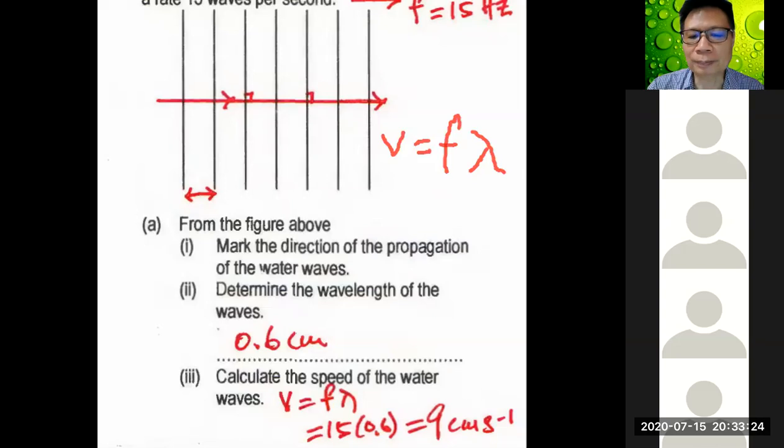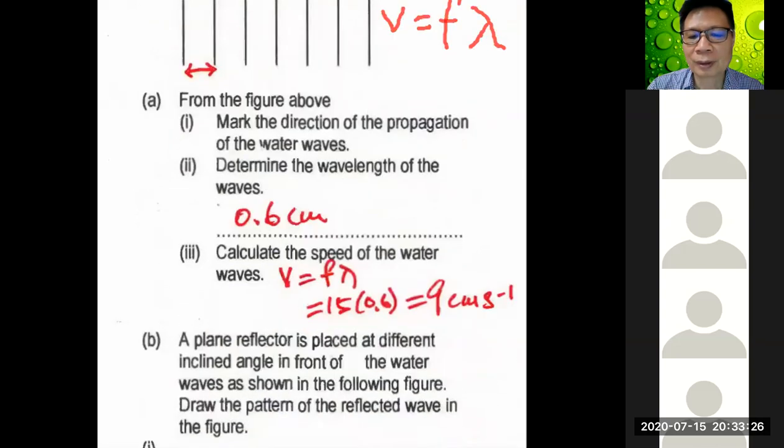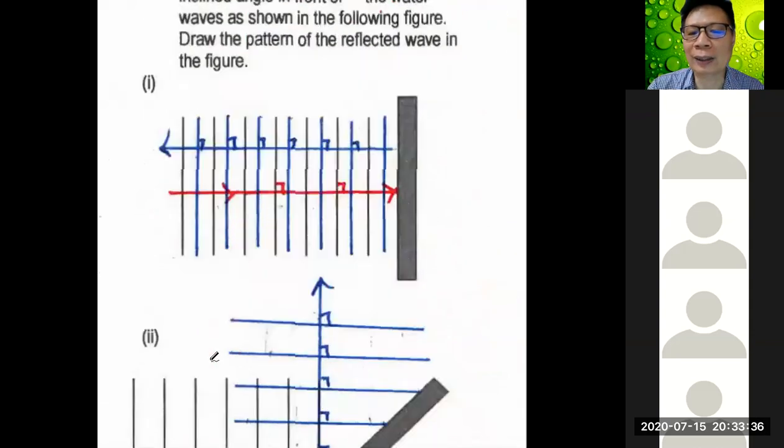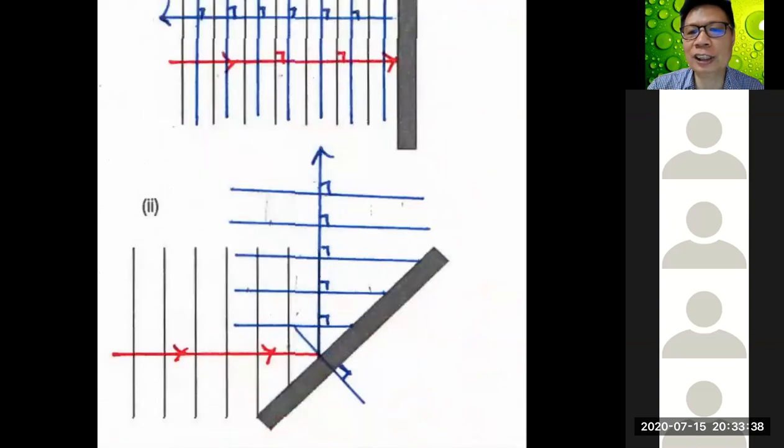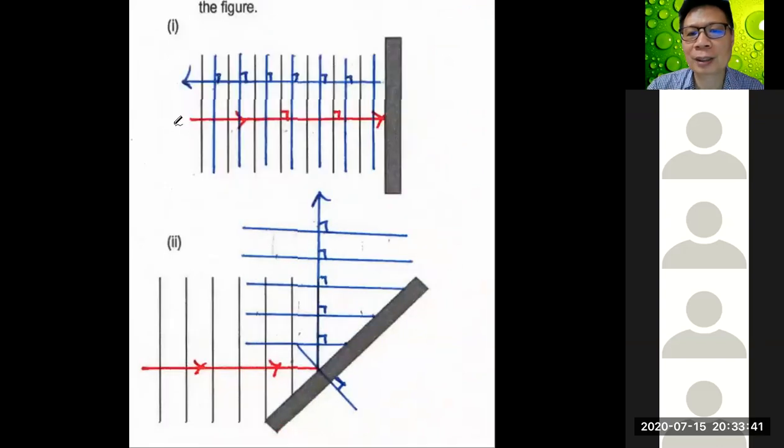Okay, next one. A plane reflector placed at different inclined angles in front of the waterway. This one they ask you to draw. Please copy the answer. This one hits the wall and is reflected. Make sure you draw the direction, the line, incident and reflected. Make sure this one is 90 degrees, and the wavelength lambda must be the same.